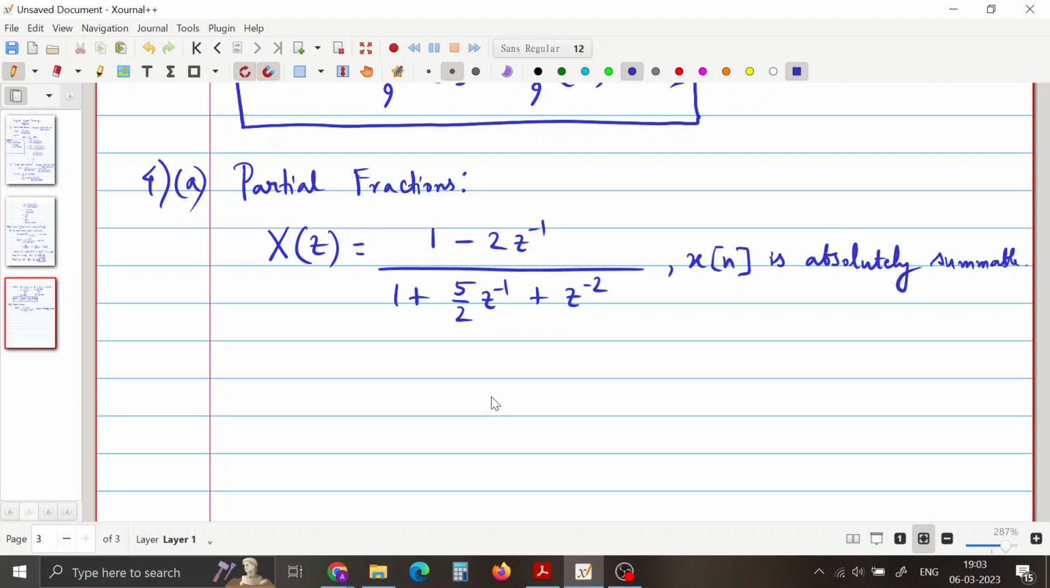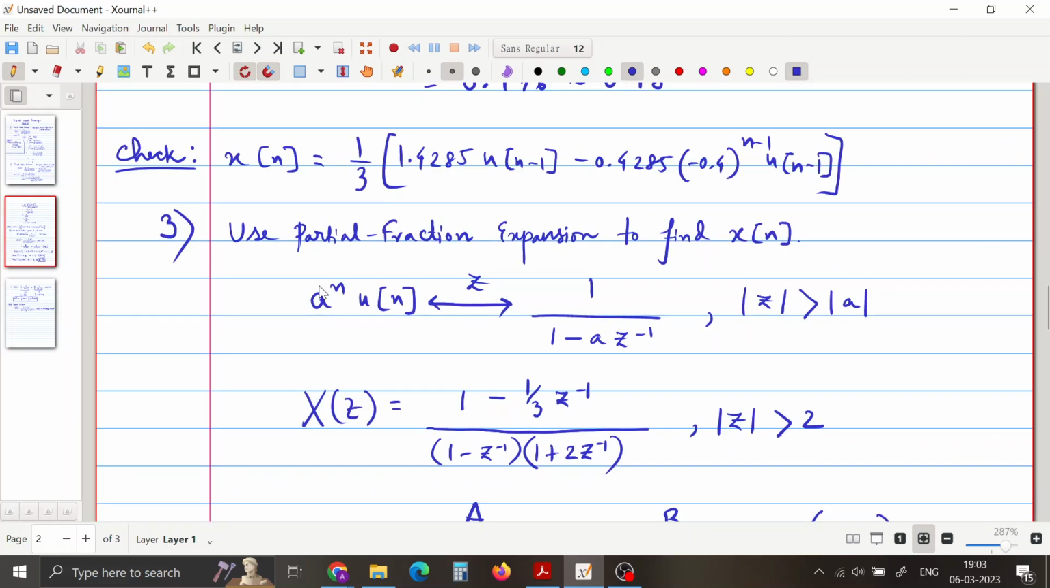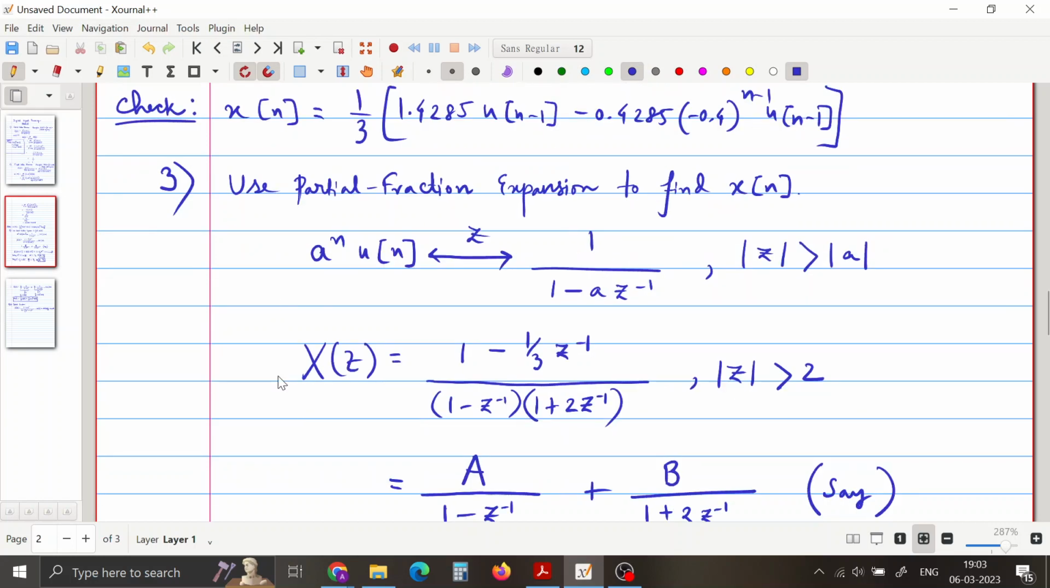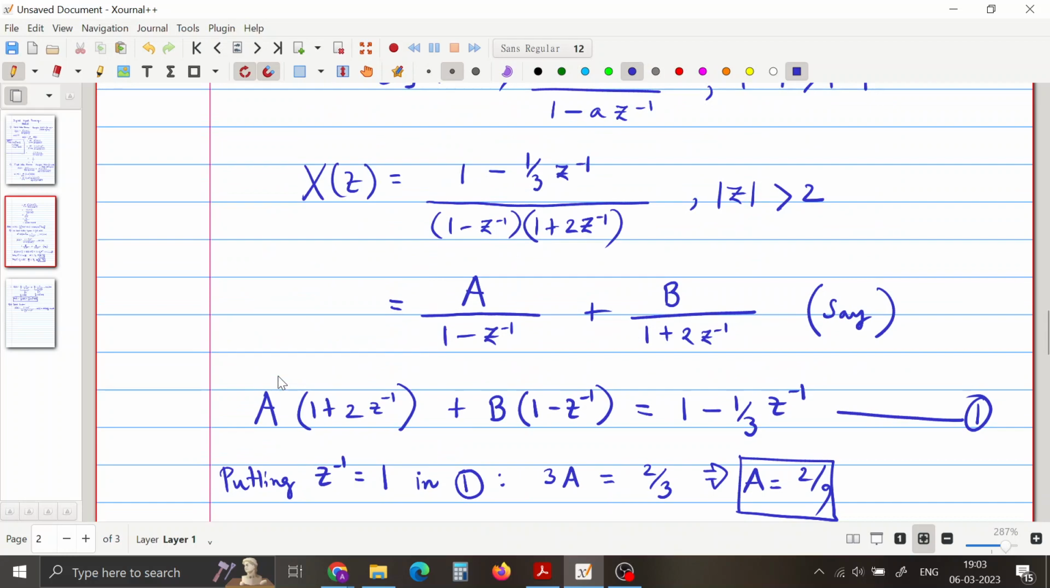So again, the denominator has the order Z to the power minus 2, so it's a quadratic in Z inverse, and in our previous question x of z was already in a factorized form in the denominator, right? 1 minus Z inverse times 1 plus 2 Z inverse, and then we just wrote it as sum of those two individual factors, right?